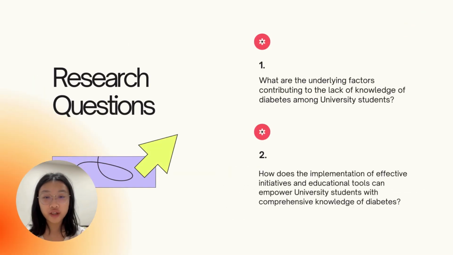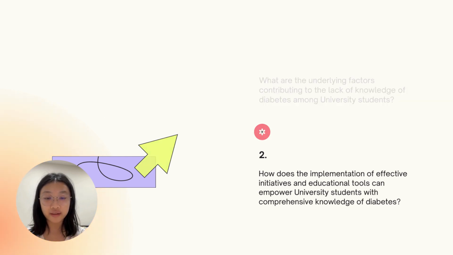The first research question is, what are the underlying factors contributing to the lack of knowledge of diabetes among university students? And the second is, how can the implementation of effective initiatives and educational tools empower university students with comprehensive knowledge of diabetes?